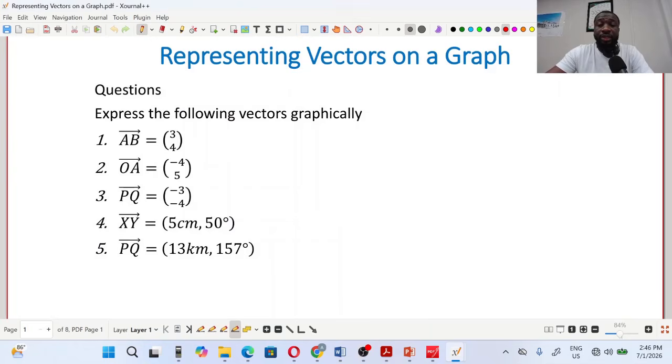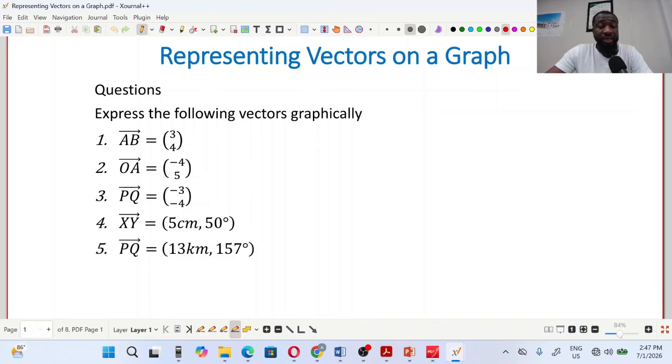Hello and welcome to the second lesson, which is on representing vectors on a graph. Remember, during our last lesson, we spoke about vectors in the column form and vectors in the magnitude-bearing form. So we have questions here, 3 questions in the column form and 2 questions in the magnitude-bearing form. So it says, express the following vectors graphically.